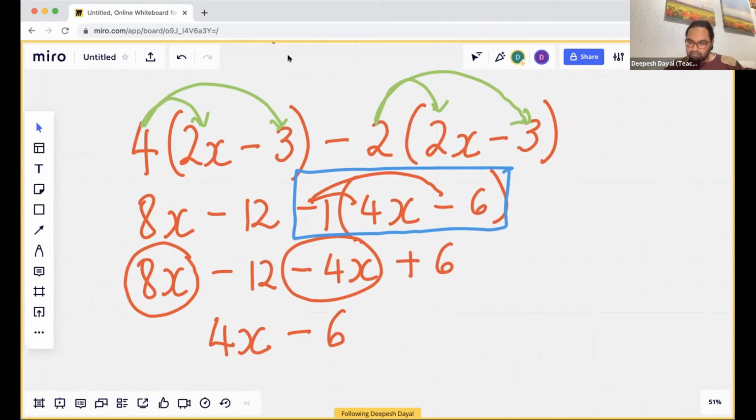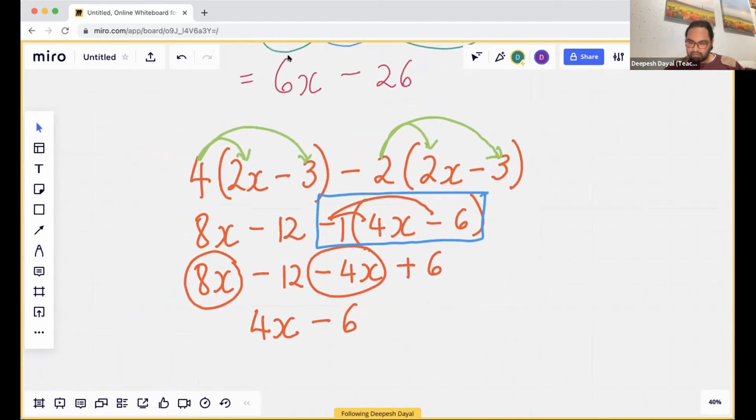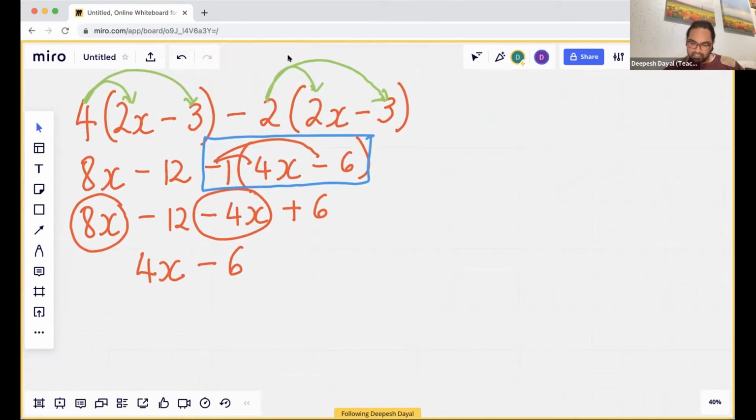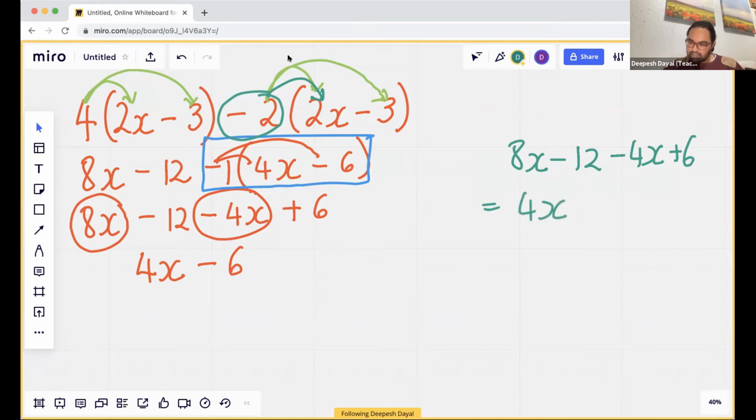So if I just minimize this and show you here, some people don't do it the way I've done it here. What they do is they just say, I'm going to show this in another color. So the first one will be 8x, obviously. And then they'll say minus 12. Then they'll say minus 2 times 2x, which gives me minus 4x. And then minus 2 times minus 3, which is plus 6, right? So some people do it like that as well. And this is going to be then 4x minus 6, right?